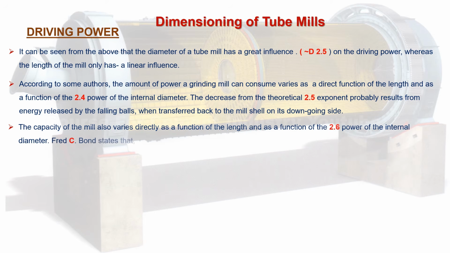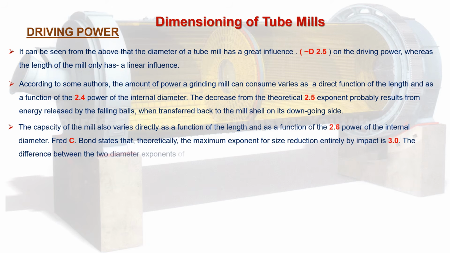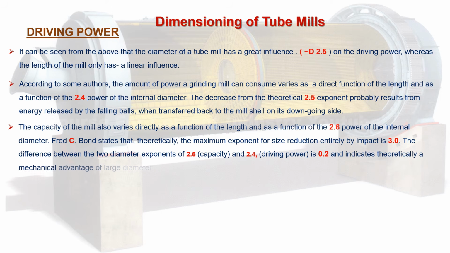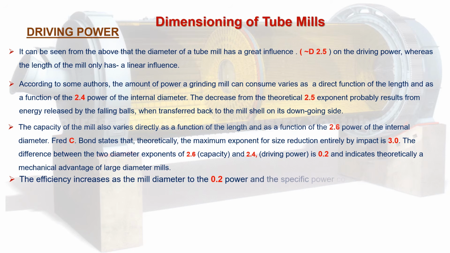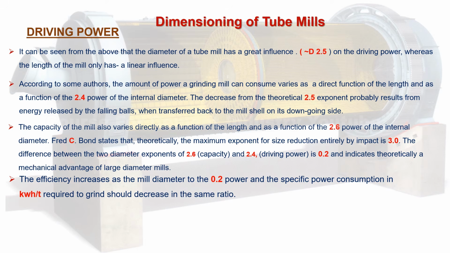Fred C. Bond states that, theoretically the maximum exponent for size reduction entirely by impact is 3. The difference between the two diameter exponents of 2.6, capacity, and 2.4, driving power is 0.2, and indicates theoretically a mechanical advantage of large diameter mills. The efficiency increases as the mill diameter to the 0.2 power, and the specific power consumption in kilowatt-hour per ton, required to grind should decrease in the same ratio.